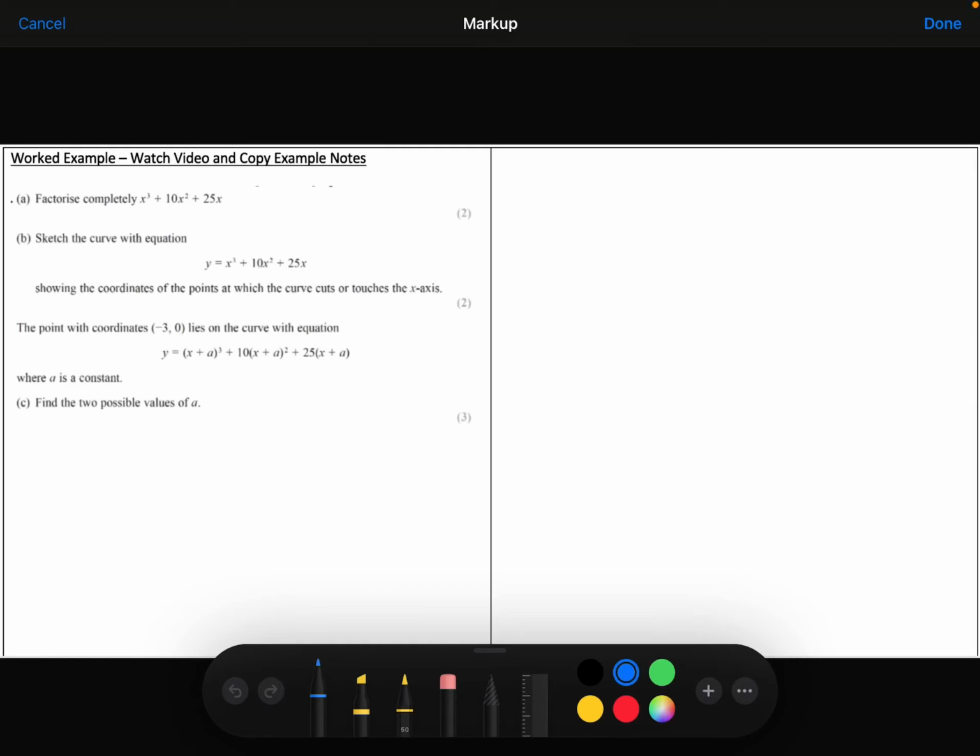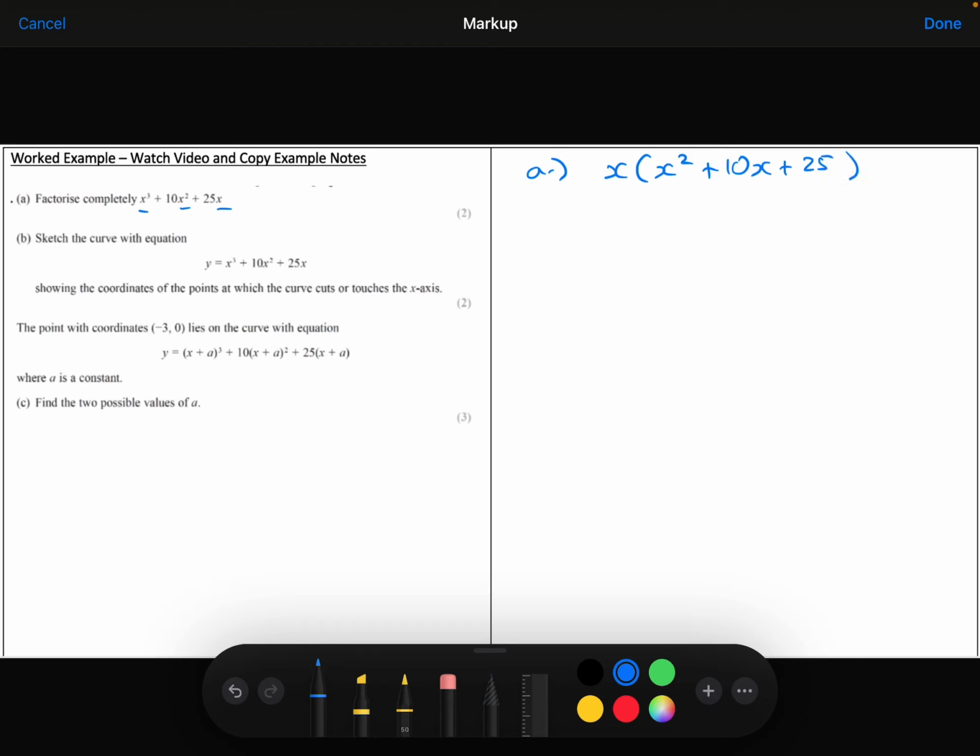Part A, factorise completely x cubed plus 10x squared plus 25x. First thing I'm going to note is that all of these terms have got an x in them, so I'm going to factorise the x outside. So that will leave me with x squared plus 10x plus 25 on the inside.